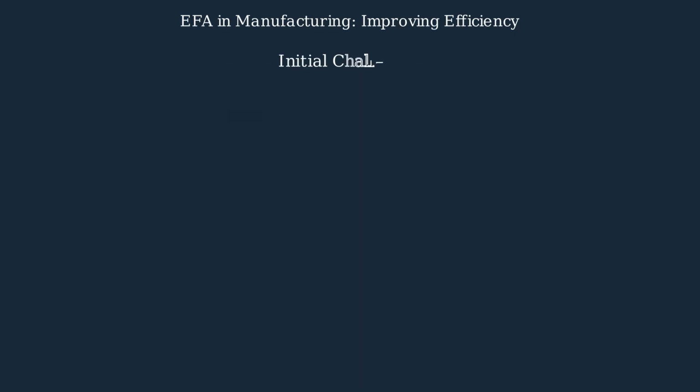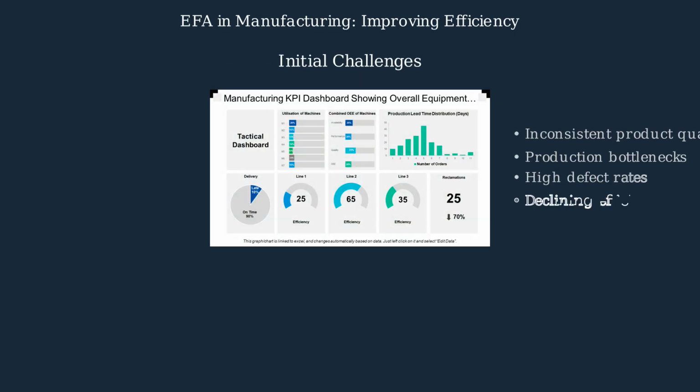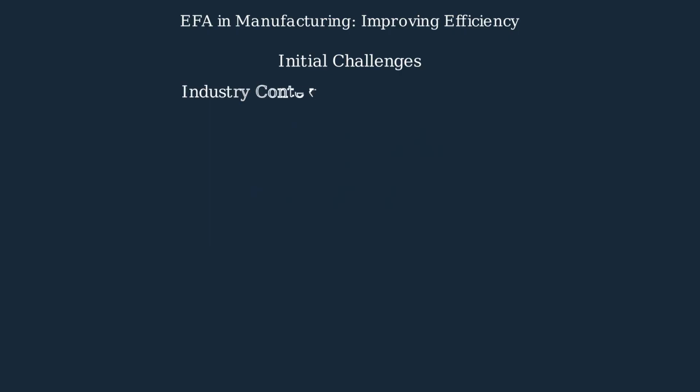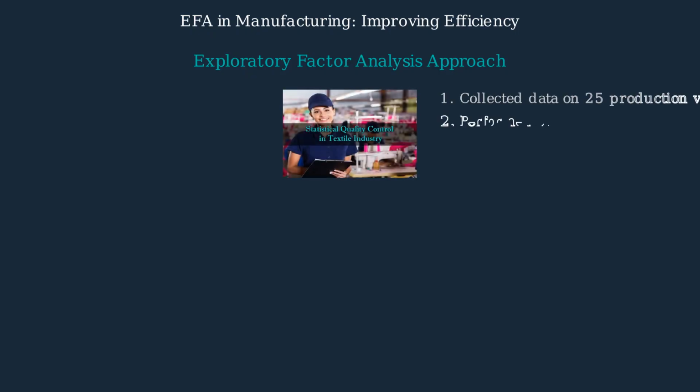Before implementing EFA, the facility faced several challenges: inconsistent product quality, production bottlenecks, high defect rates, and declining overall efficiency. Performance indicators were showing concerning trends. These challenges occurred against a backdrop of declining growth in the textile industry overall, putting additional pressure on manufacturers to optimize operations.